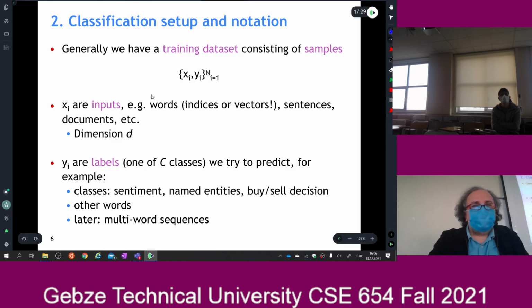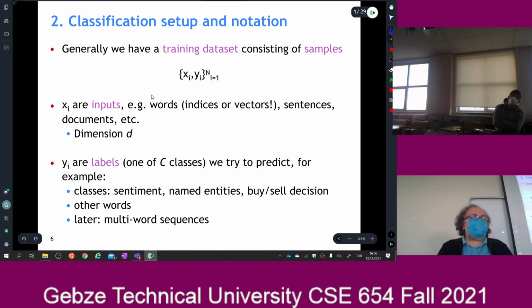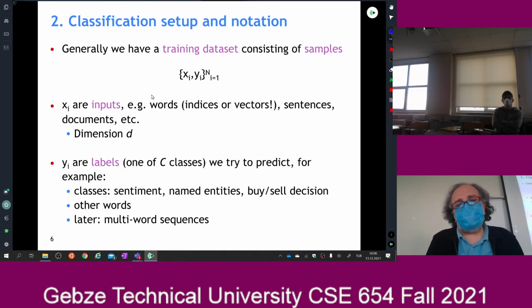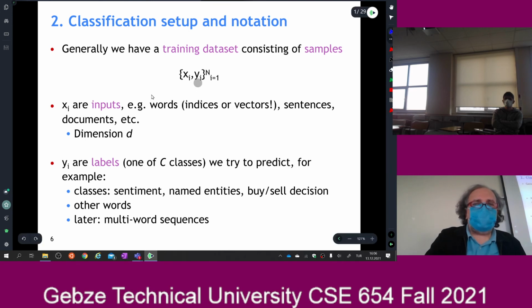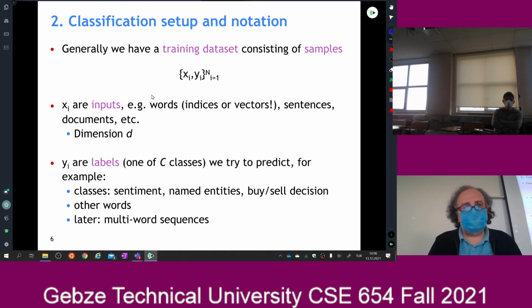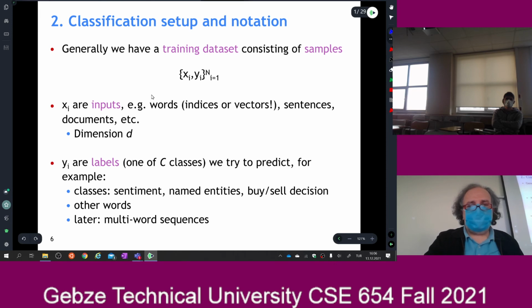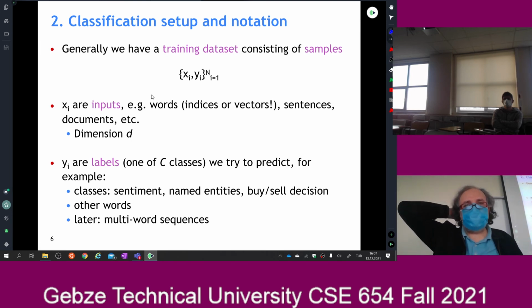This is how we represent the training set. We say that Xi's are our inputs. I don't know what Xi's are; maybe they are words, maybe characters, maybe sentences. Xi's are inputs. Yi's are our labels. So our labels could be part of speech tags, or if Xi is a sentence, Yi may be true or false. True means it's a positive sentence, false means a negative sentence in terms of sentiment. So classes could be sentiments, named entities, etc. Okay, so this is how we represent our training data set.